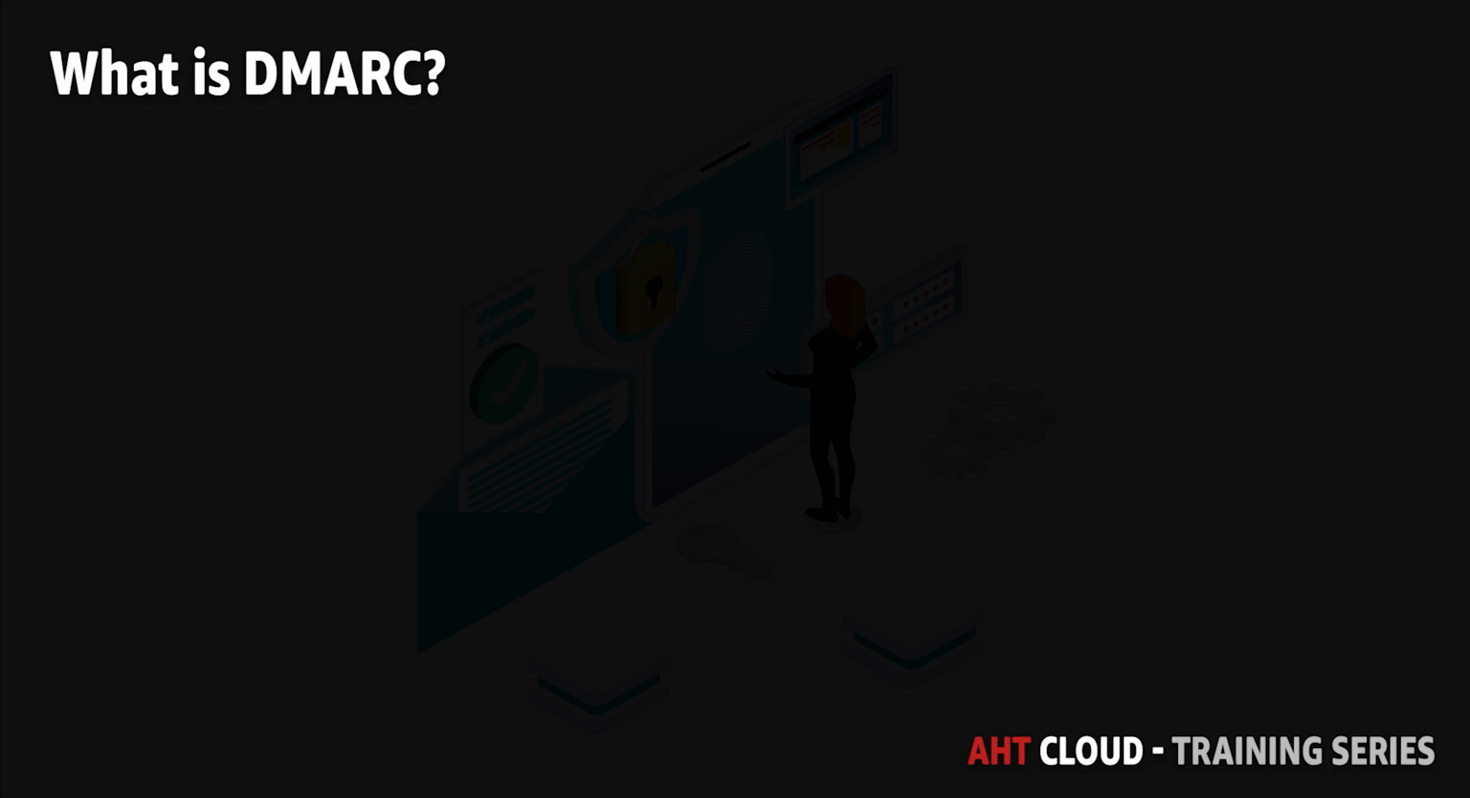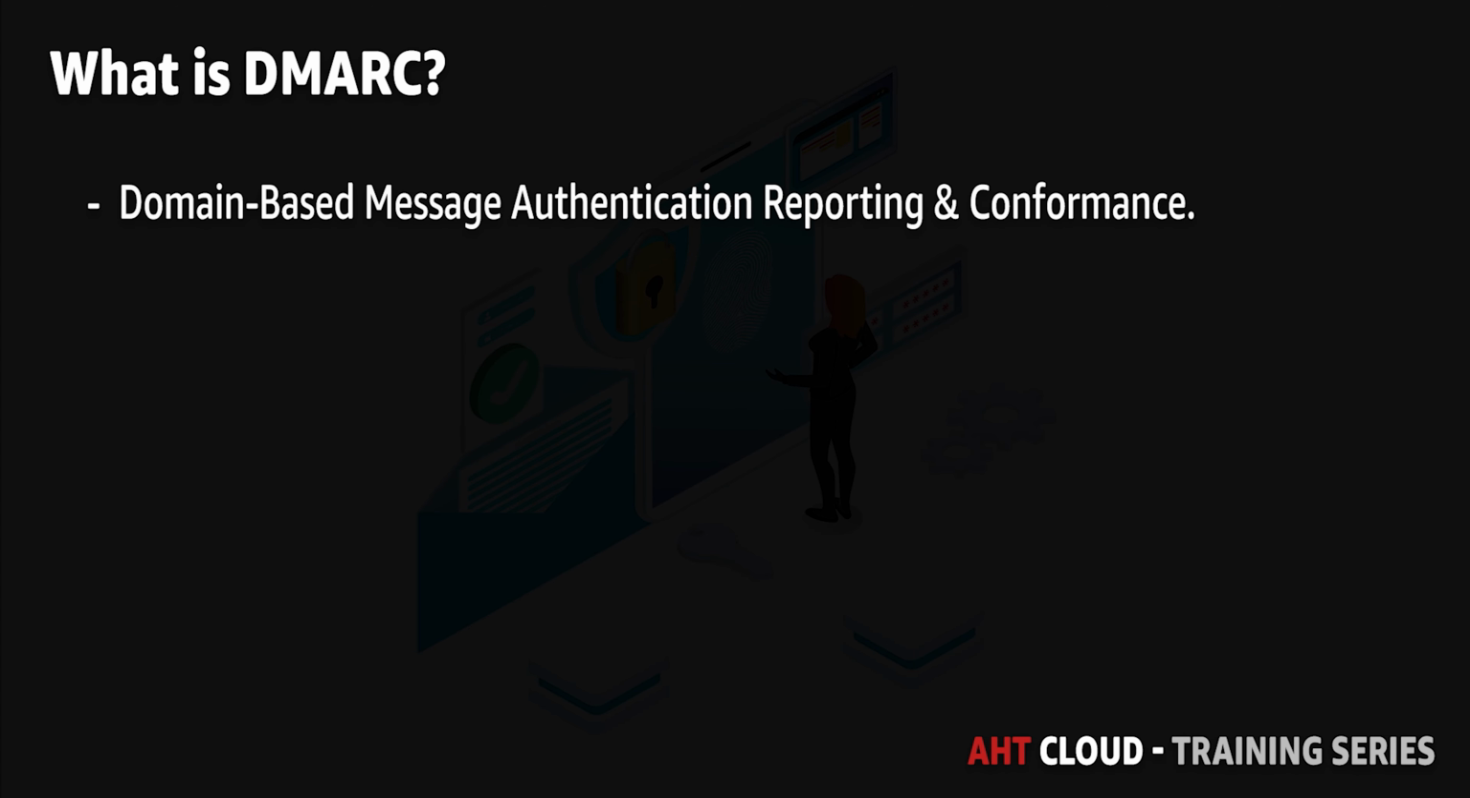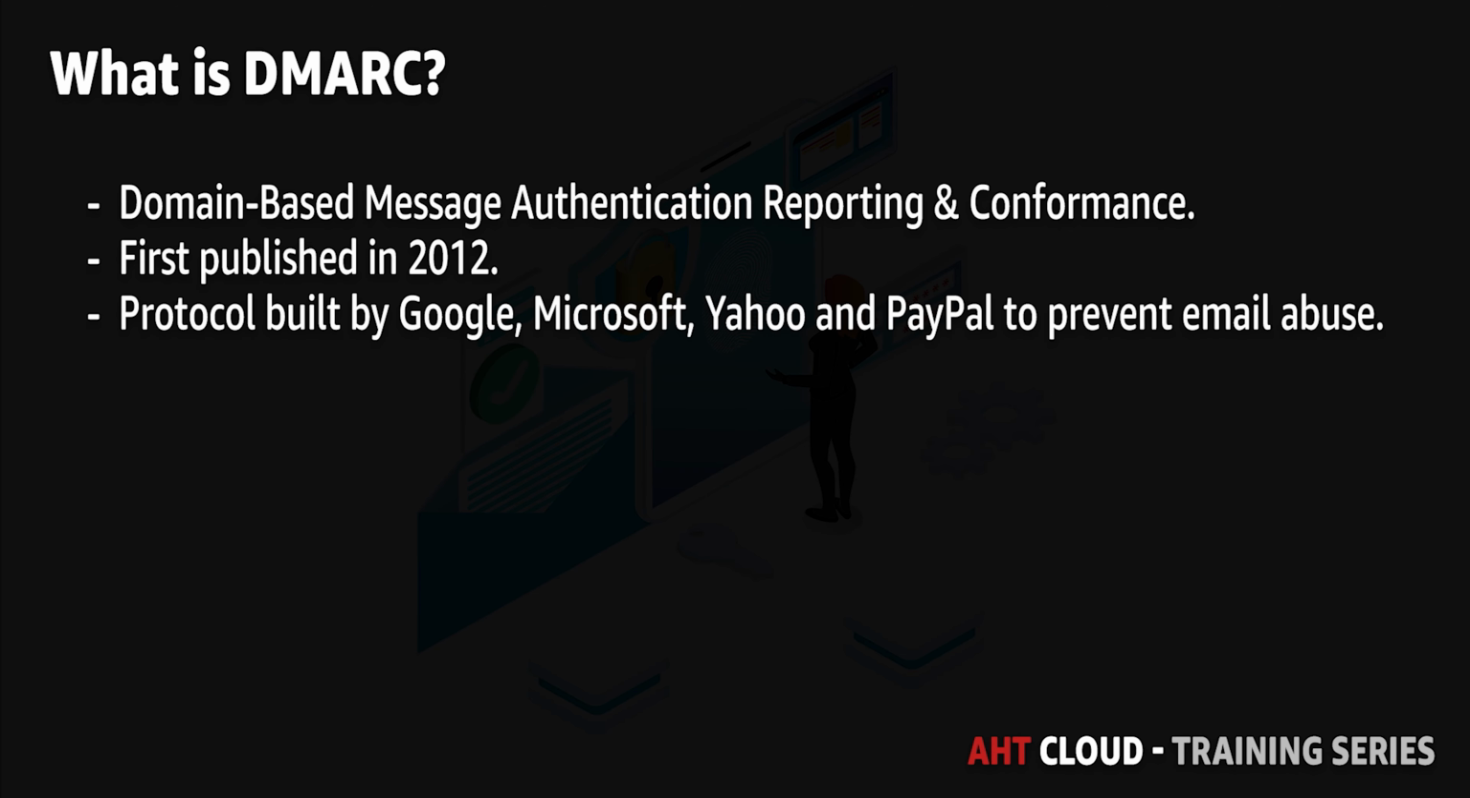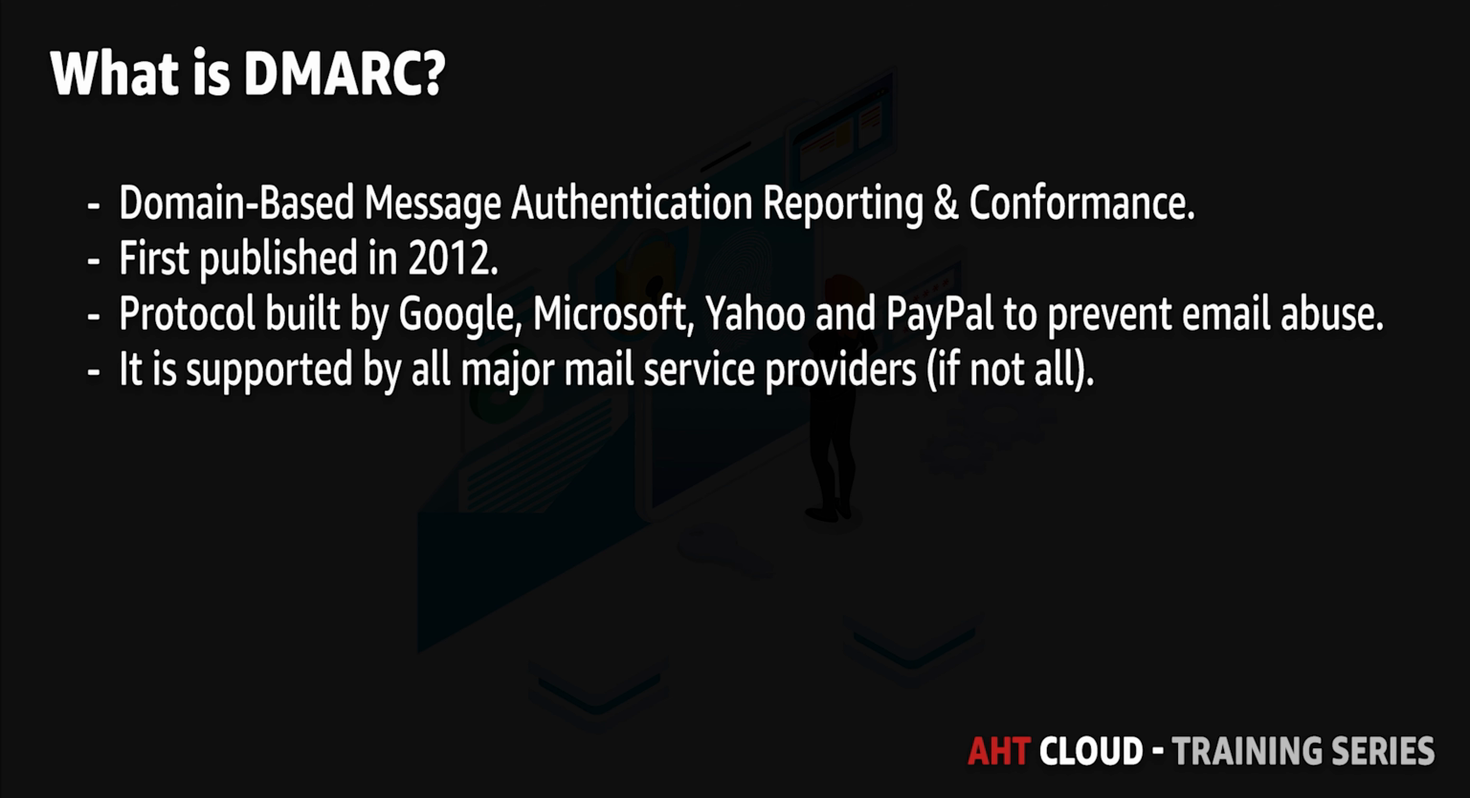DMARC stands for Domain-Based Message Authentication, Reporting and Conformance. DMARC was first published in 2012. It's a protocol built by Google, Microsoft, Yahoo, and PayPal to prevent email abuse. It is supported by all major mail service providers, if not all. DMARC is used to determine the authenticity of an email message. It lets you control who can send email using your domain and allows you to set various instructions for the receiving email server.